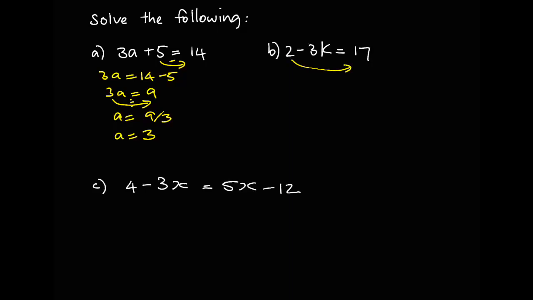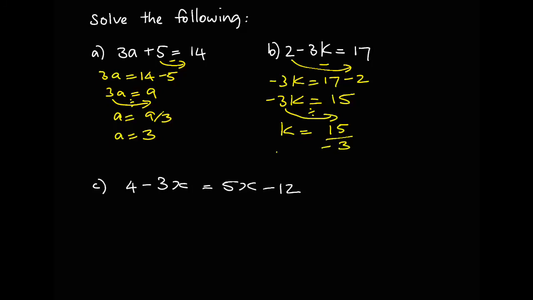Right, for part B, let's bring the 2 across. It's a positive 2, so it comes across as a minus. So negative 3k is equal to 17 minus 2. Negative 3k is equal to 15. Now to get k by itself, we want to divide by negative 3 because the negative 3 is multiplying. So k is equal to 15 divided by negative 3. K is equal to negative 5.